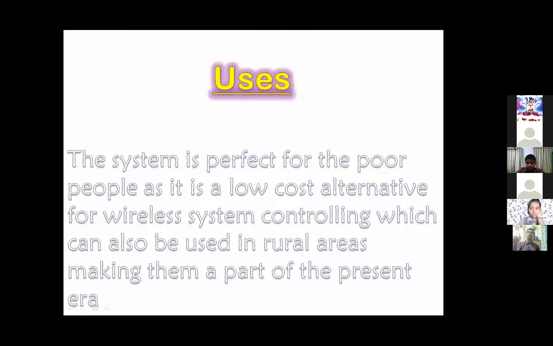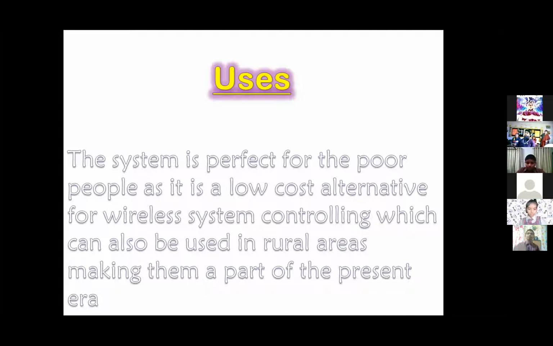Uses. This system is perfect for poor people as it's a low cost alternative. It's also useful for disabled people, like handicapped, visually impaired, etc., who can use this for turning lights and home appliances on and off. It can be used in rural areas and homes, and this can make them a part of the present era.